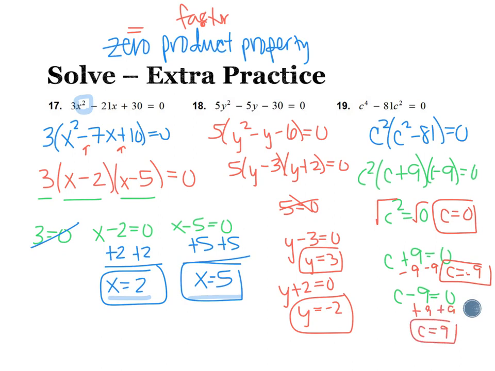Okay, so you have 3 answers, and you hopefully heard me say earlier that you're going to have as many answers as your highest degree, which is 4. But this one here was a double root. C actually equals 0 twice. Another way I could write that here real quick is this is c times c equals 0. So I can actually set both those c's equal to 0, so you can see that it's a double root.